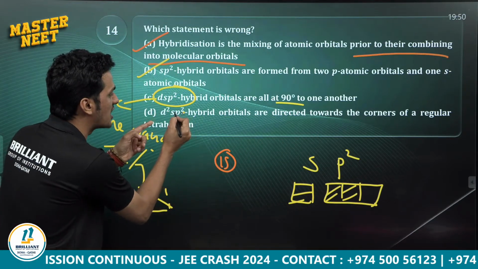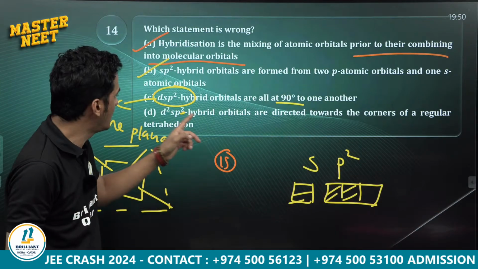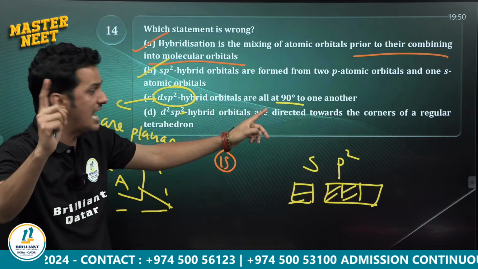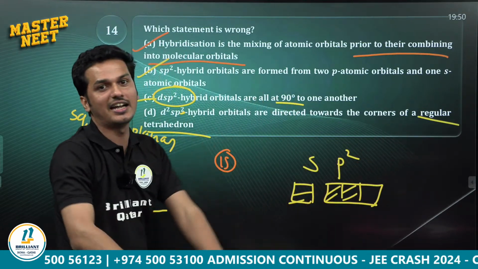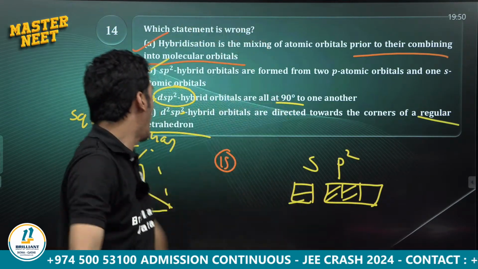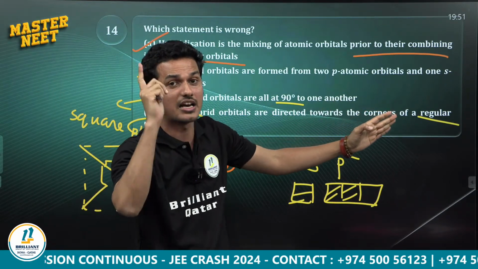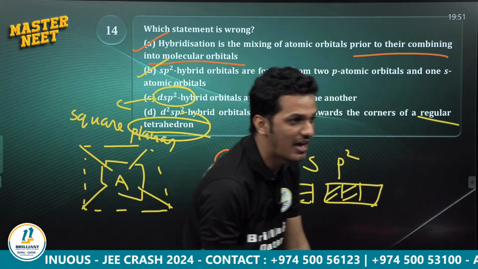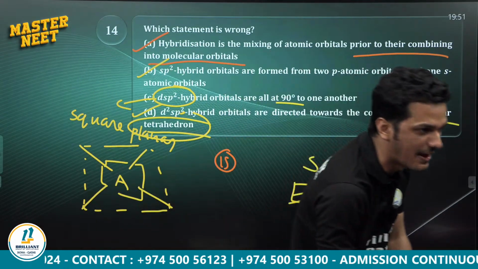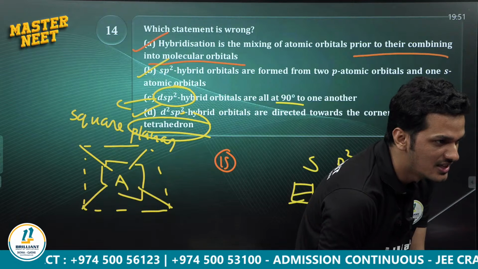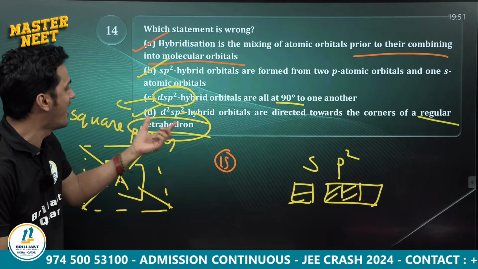This is actually d2sp3, guys, not d2sp2. d2sp3 hybrid orbitals are directed towards the corners of a regular tetrahedron. Wrong. Why? They are directed towards the corners of a regular octahedron. So option D is the correct one. Hope you got it. Ready, guys? Yes. Okay, Karthik. Yeah, yes, sir. Okay, so option D is the correct one.